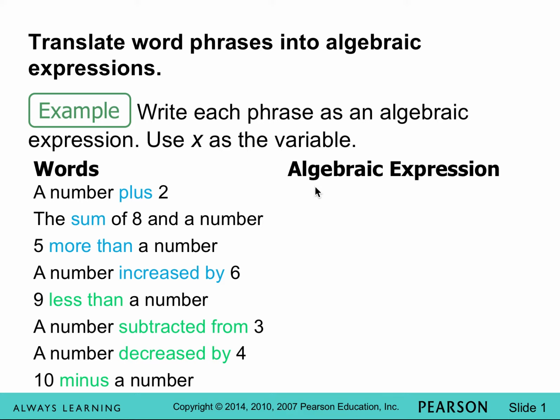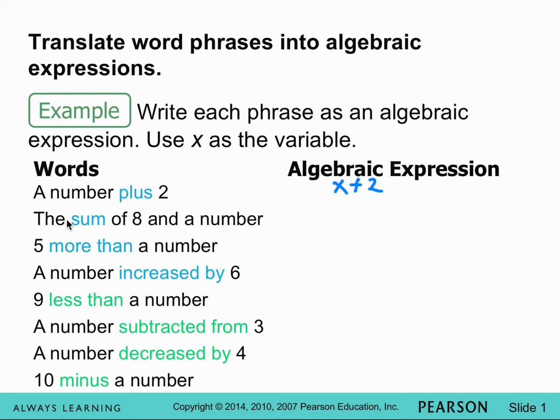Okay, so a number plus 2. That one's, I hope, pretty self-explanatory. To write it out, we'd have a number, and it tells us to use x as the variable. So whenever it just says a number, that's our variable. We don't know what number. So x plus 2, right?